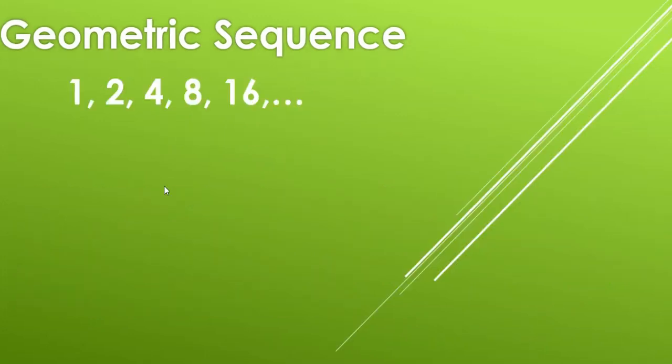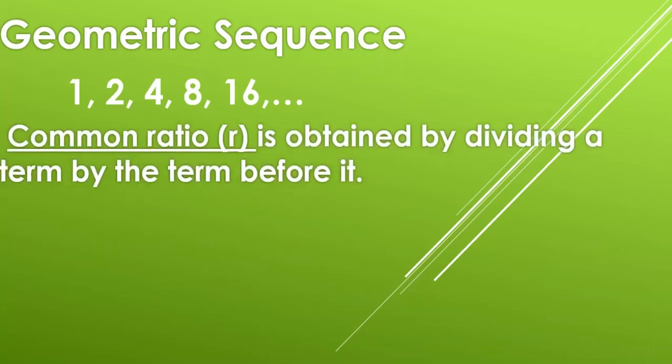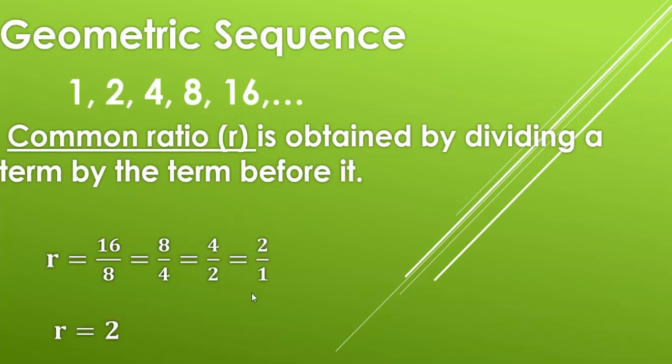Okay, now that we understand geometric sequence, we'll try to get the common ratio, which is obtained by dividing a term by the term before it. For this example, 16 divided by 8 should be equal to 8 divided by 4, and should be equal to 4 divided by 2 and 2 divided by 1. If the quotient there is the same, then this is a geometric sequence. When we solve for that, we got a common ratio equal to 2.